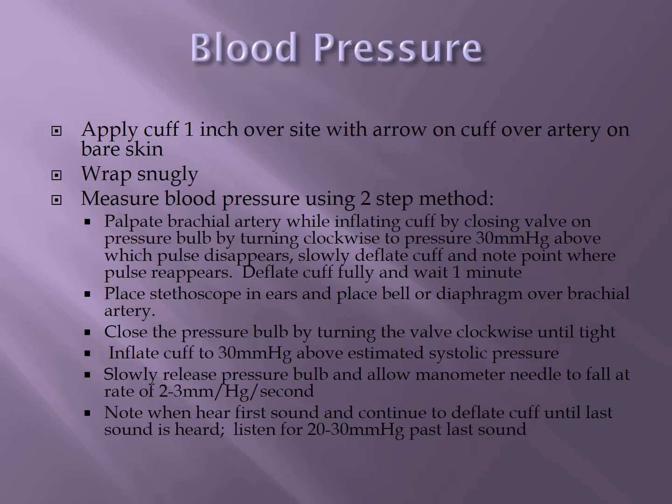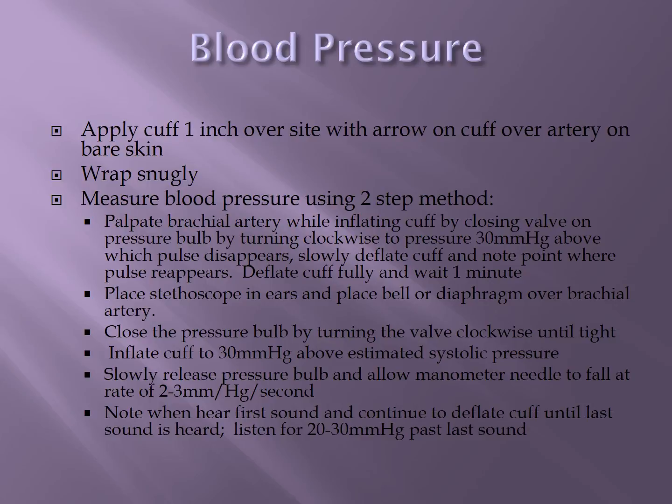Wait 1 full minute, and now you can place your stethoscope in your ears, place either the bell or the diaphragm. Some people hear a blood pressure better with the bell portion of the stethoscope because it is a low-pitched sound. Other individuals always like to use the diaphragm. Over that brachial artery, you close the pressure bulb on the blood pressure cuff. And remember, it's always righty-tighty, lefty-loosey, which means it's going to be turned in a clockwise position until it's tight.